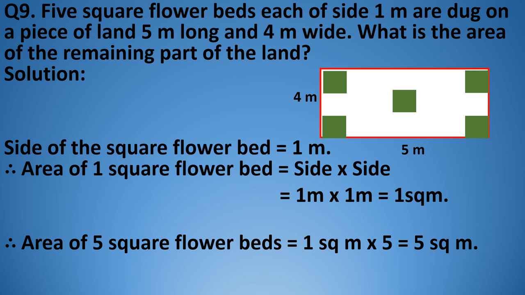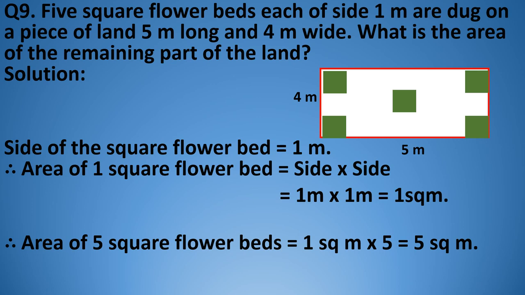find out. So what we will do, first of all we will find out the area of one flower bed. Okay, so side of one flower bed is 1 meter. So what is the area of one flower bed? That is side multiplied by side. 1 meter multiplied by 1 meter, which is equal to 1 square meter. This is the area of 1 square flower bed.